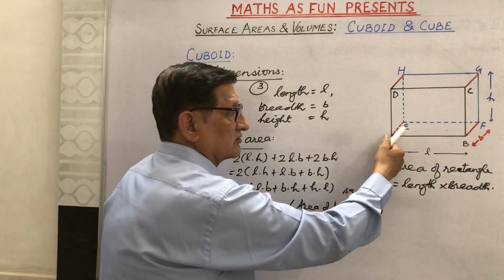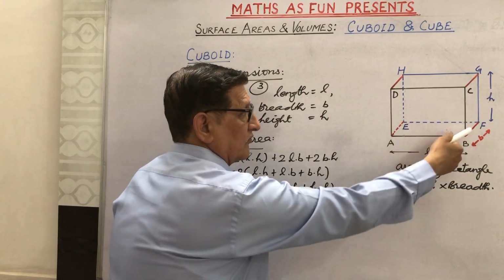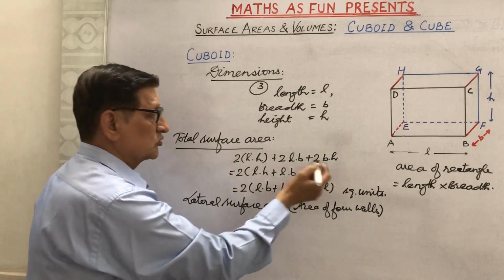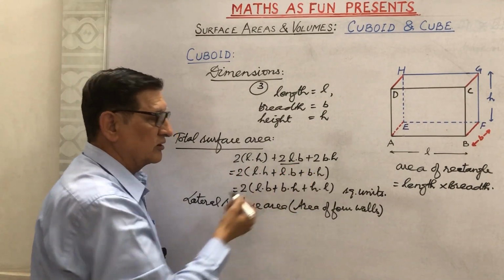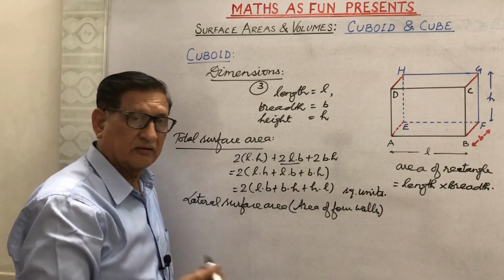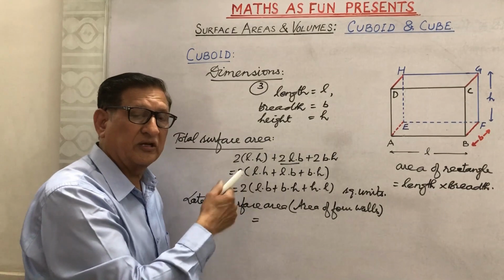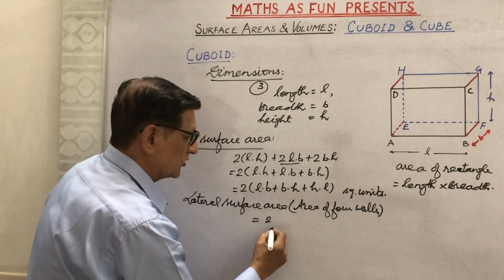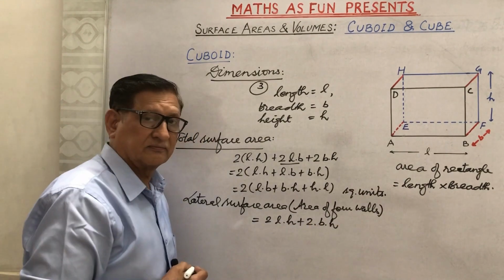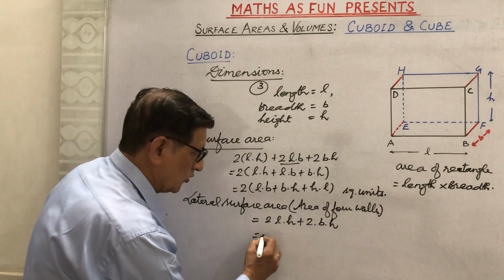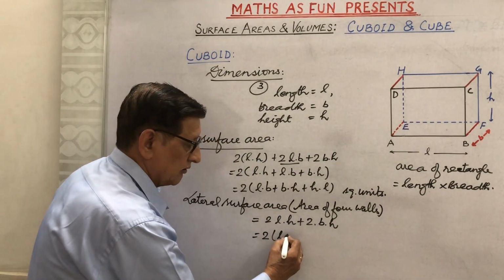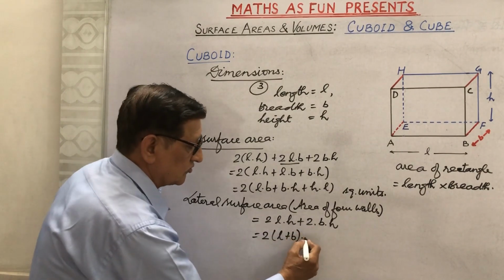So the base here is L into B, that is the area of base. Top is also the same L into B. It means if we subtract this 2 into L into B from this one, then we find only these two. That becomes the lateral surface area of 4 walls, and that will be 2 into L into H plus 2 into B into H. If we take 2 common, we find here L plus B, H is also common.